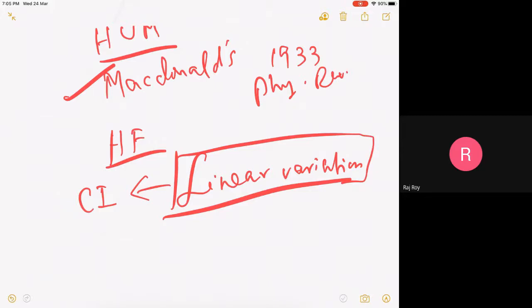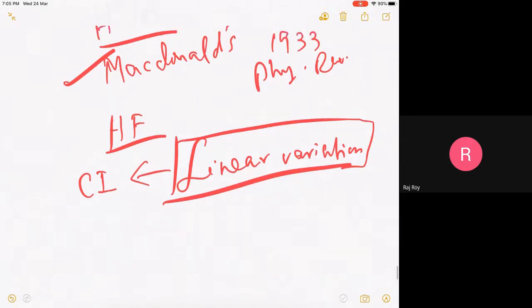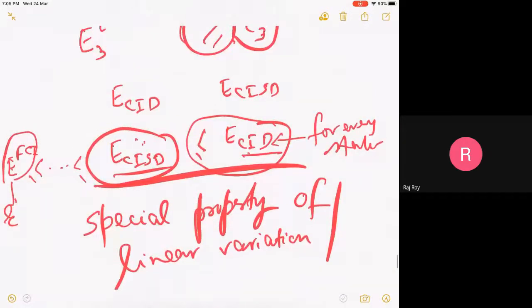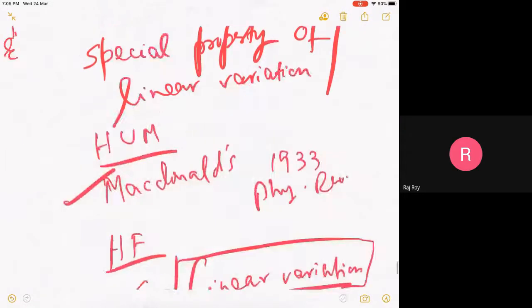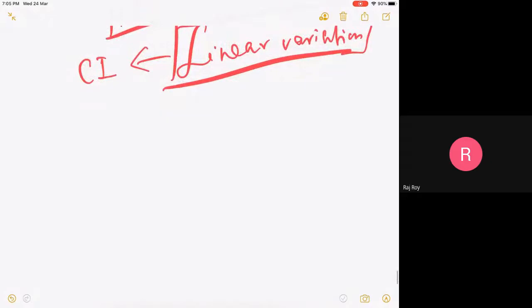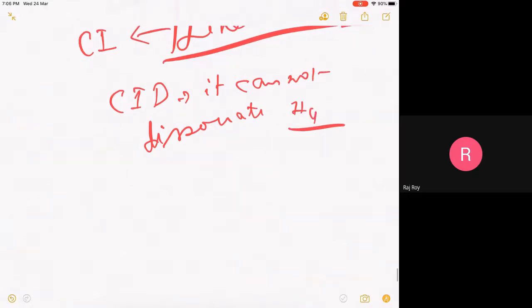So yes, of course, if you have variation theorem of all kinds, there will be no interleaving theorem, only for linear variation, and CI is a linear variation. So CI is very special, and it has this beautiful thing, an upper bound for excited states. But CI has a bad thing. I told you that if you do CI doubles, it cannot dissociate H4. You remember? H4 does not go to H2 plus H2, right? I had to do CI doubles, quadruples, full CI.